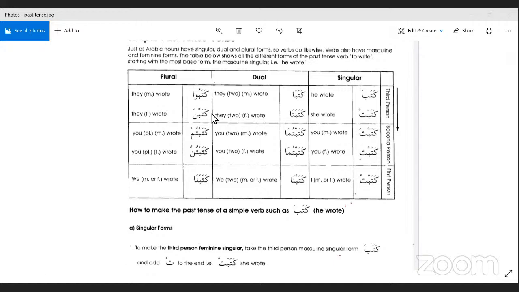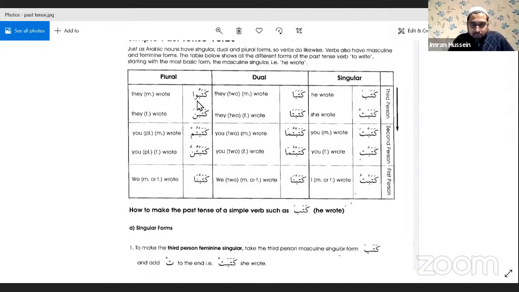Raja'na. They all returned. Raja'u. They all, you're guessing them. I'm picking random ones, so I'm not going to make it easy for you. I'm going to make it difficult for you because I need everyone to be very good with the conjugations. So I'm going to go all over the place. So here, they all returned, boys.